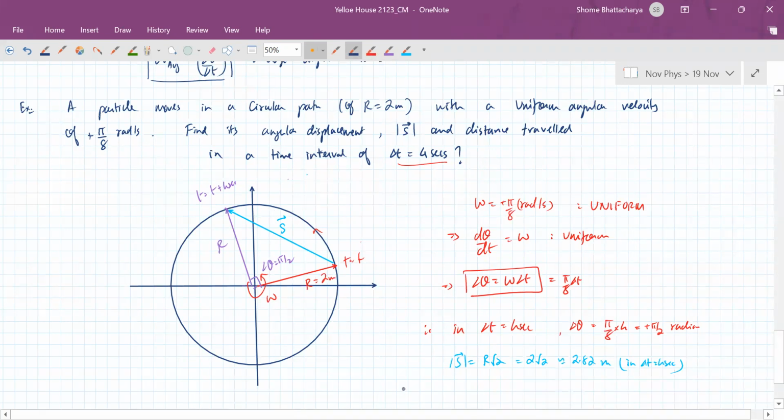Now, what about the distance traveled? The distance would be the path. So obviously in circular motion, the distance will be greater than the magnitude of displacement. It would be pi r by 2, right? Quarter circle. It has traveled a quarter circular arc. That would be, in this case, pi meters.